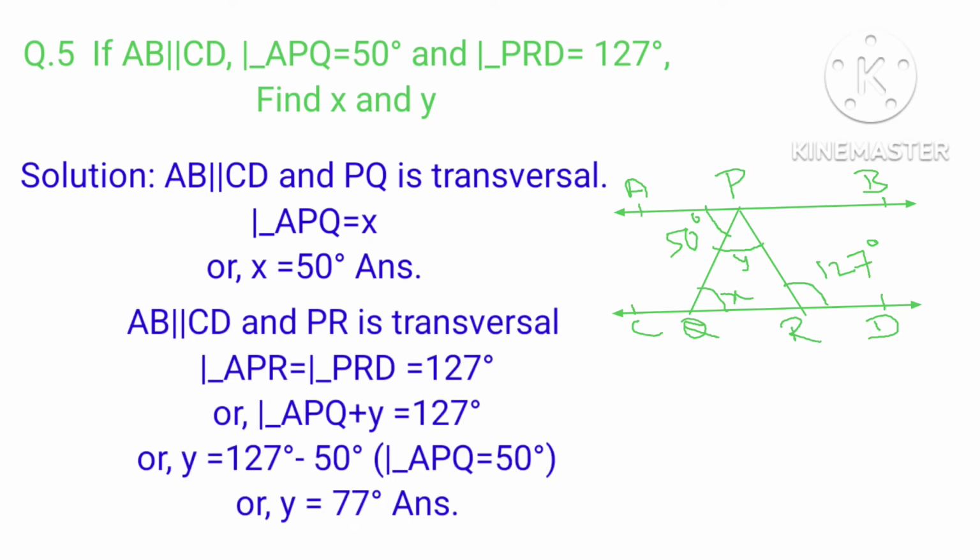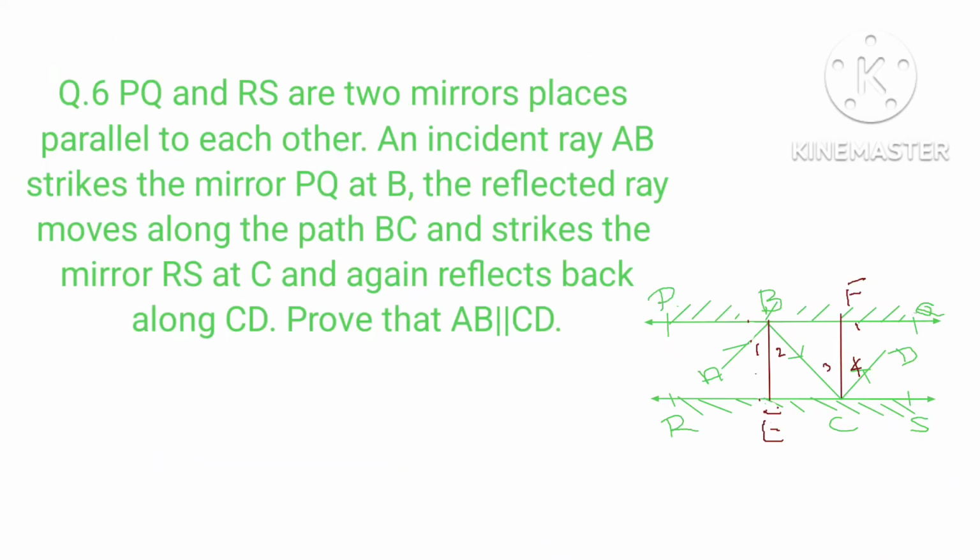AB parallel to CD and PR is transversal, then angle APR is equal to angle PRD is equal to 127 degree, that is alternate interior angles, or angle APQ plus y is equal to 127 degree, or y is equal to 127 degree minus 50 degree, or y is equal to 77 degree. Answer.